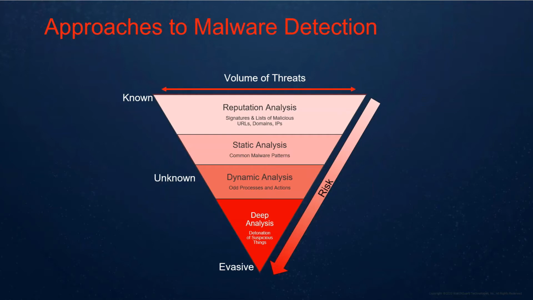Well, we can take a look at this upside down triangle, and you can see that we are focusing on those bottom two layers, the unknown and evasive threats. And we do that by looking at the processes and looking at suspicious things that these processes are potentially doing on the system. And we're able to do a deeper analysis on these processes and take action and mark those processes as potentially malicious.